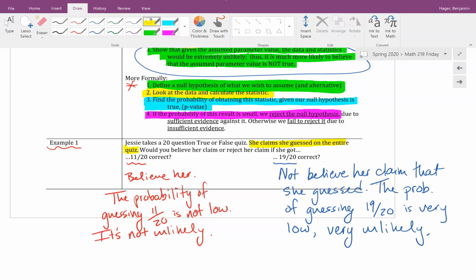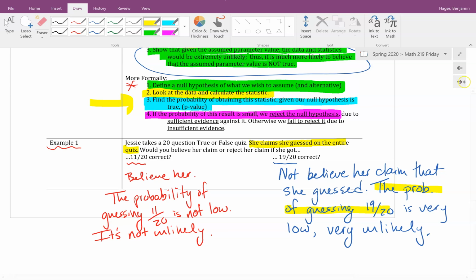Now, by the way, up in the beginning it mentioned a p-value. Oh, right there's a p-value. This is your p-value. The probability of doing that thing, okay? That's the probability of achieving that amount of evidence is the p-value. And if that p-value, the probability, is low, and we're going to determine what we consider too low, we would then reject her claim. Okay.